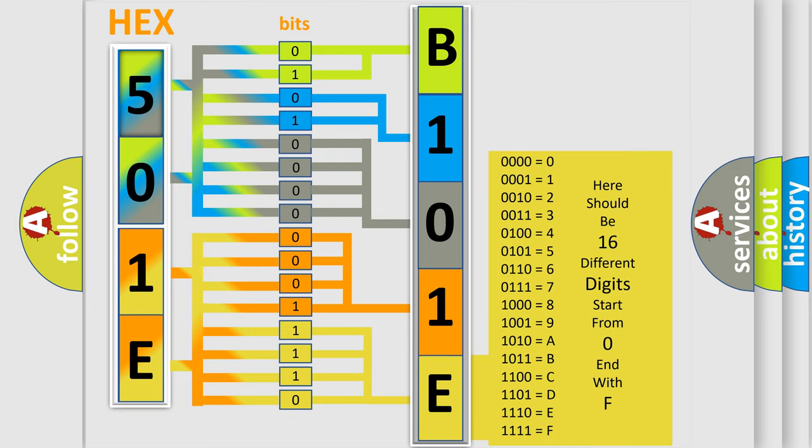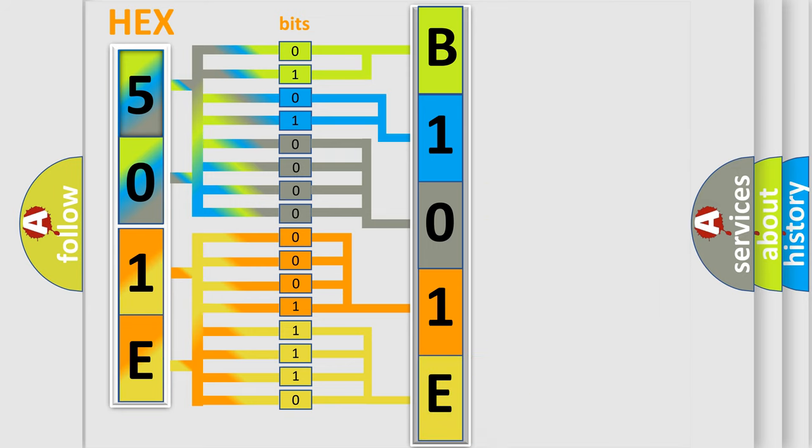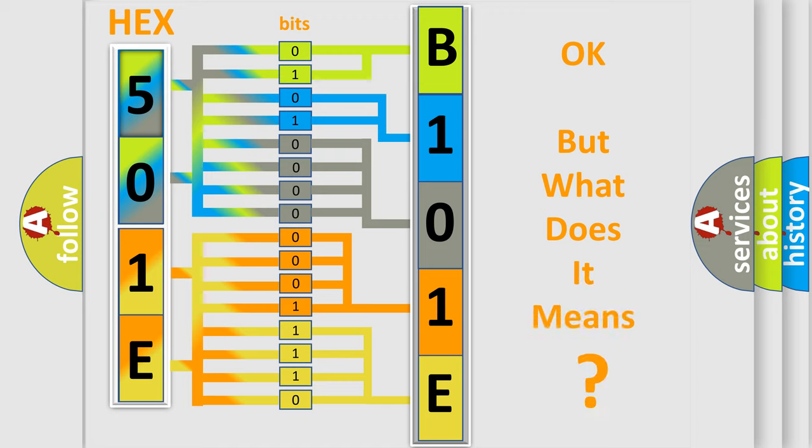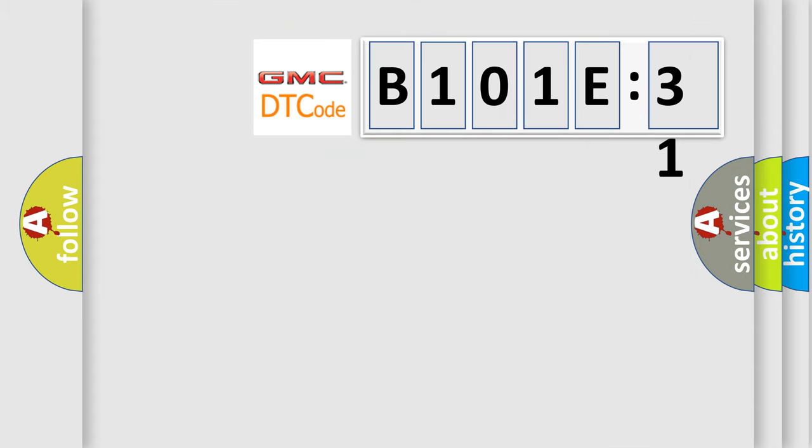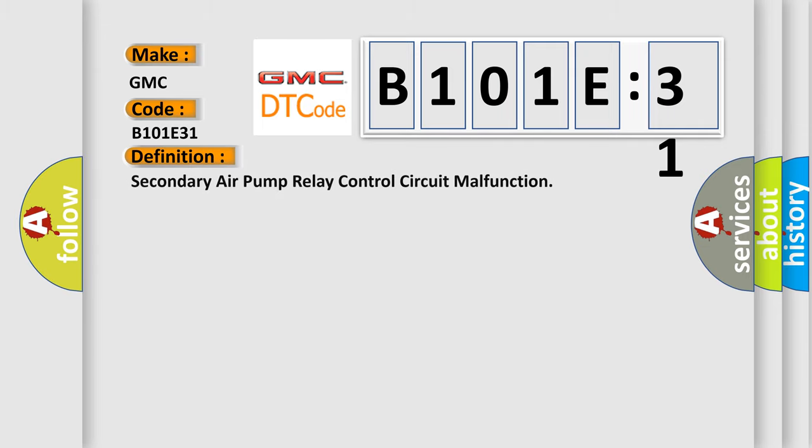We now know in what way the diagnostic tool translates the received information into a more comprehensible format. The number itself does not make sense to us if we cannot assign information to what it actually expresses. So, what does the diagnostic trouble code B101E-31 interpret specifically for GMC car manufacturers? The basic definition is: secondary air pump relay control circuit malfunction.